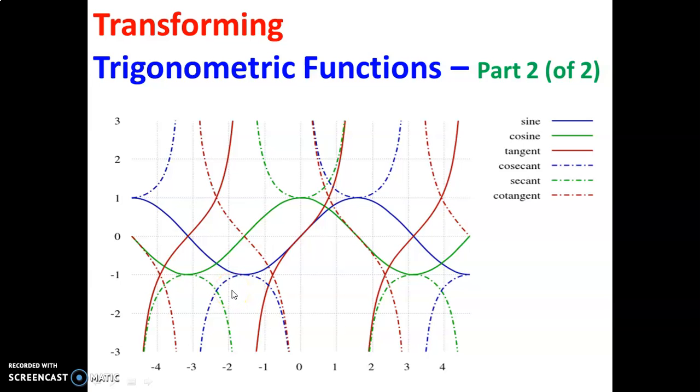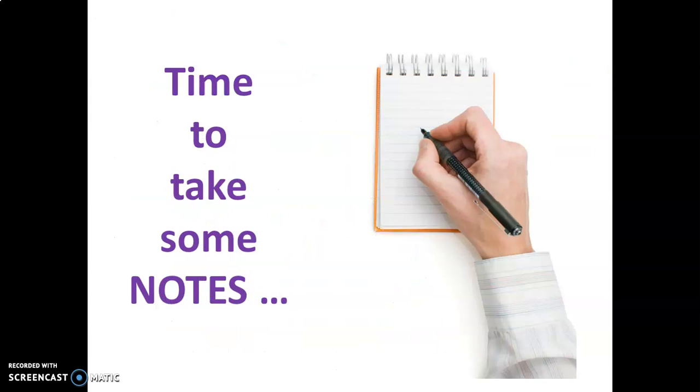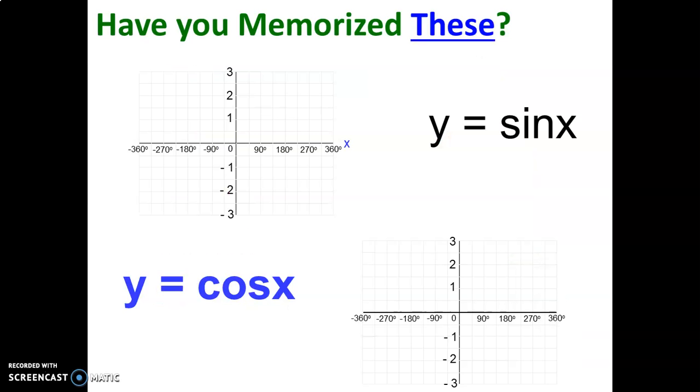Welcome to your lesson on transforming trigonometric functions. This is video 2 of 2, so make sure you watch video 1 first if you haven't yet. In the first video, we looked at transforming by reflecting and translating. In this video, we'll move on to dilations. You can continue to take notes on the same notes page that went with video 1.